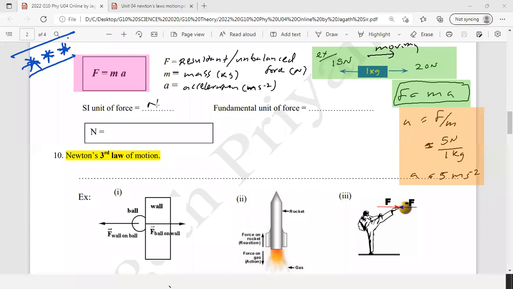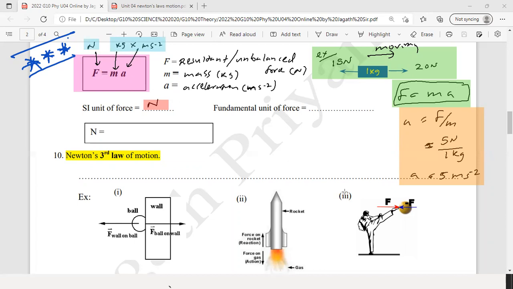What is the fundamental unit? Look at the screen, everyone. F is Newton. F is measured in Newton. Then m is kilogram. a is ms^-2. So Newton is also, you can see this equation, Newton is also equal to what? Newton is also equal to kg ms^-2. Look at here, kg ms^-2 is also equal to Newton, because look at the equation.